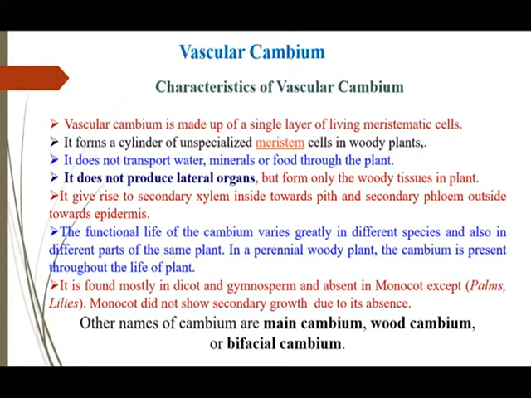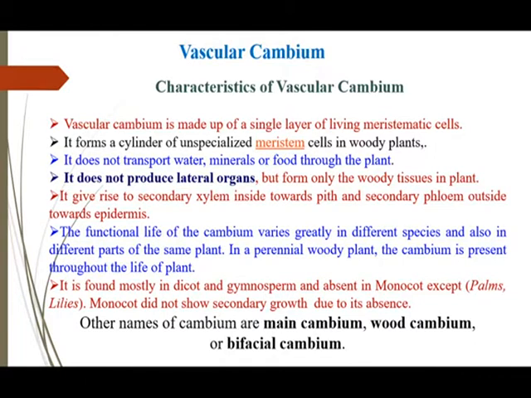It forms a cylinder of unspecialized meristematic cells in woody plants. It does not transport water, minerals, or food through the plant. It does not produce any lateral organ but forms the woody tissue in the plant. It gives rise to secondary xylem inside toward the pith and secondary phloem towards the outside, that is, the epidermis.